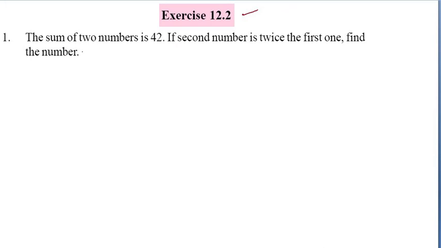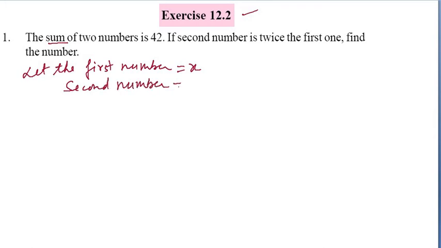In this exercise, the sum of two numbers is 42. If the second number is twice the first one, find the numbers. So let the first number be equal to x. The sum of two numbers is 42, so you can say the second number will be equal to 42 minus x. The second number, 42 minus x, is twice the first number.